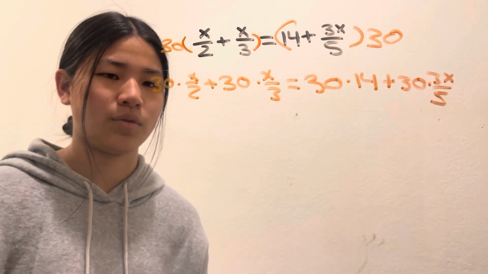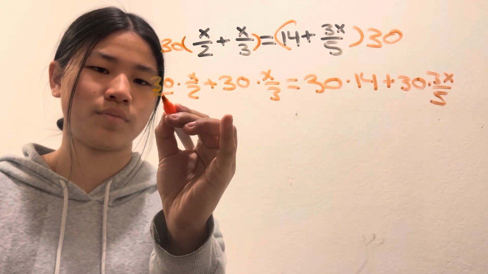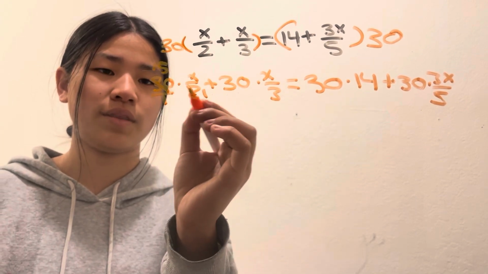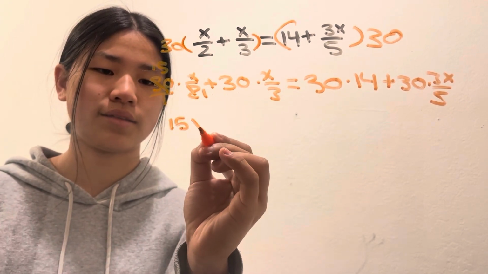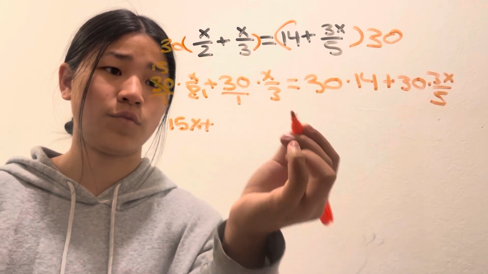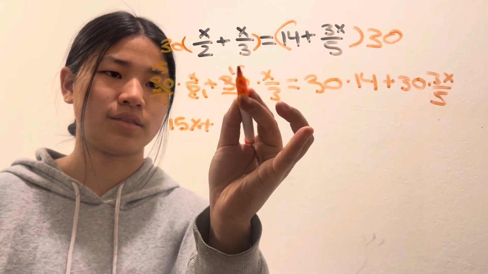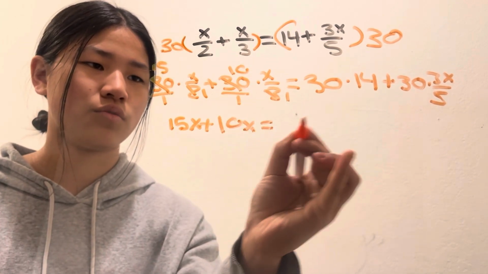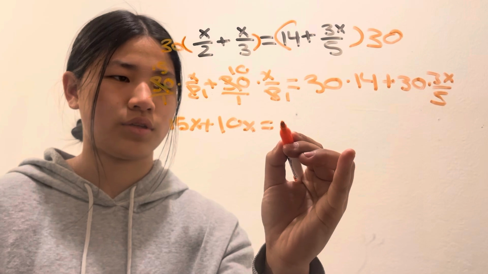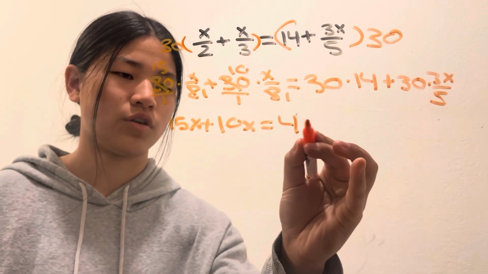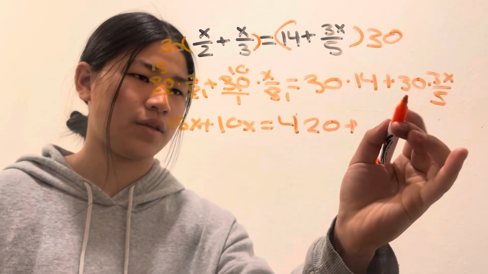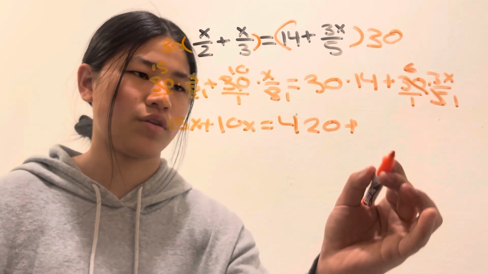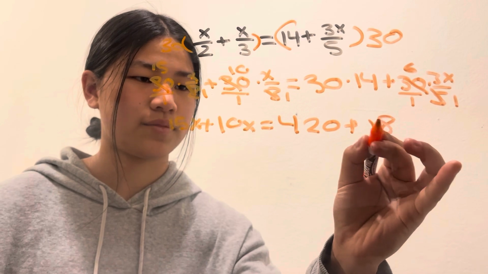Okay, this is a lot, but we're going to make this really easy and do it like the last one. 30 over 1, and we can simplify this: 15 and 1. And then 15 times x, 15x, plus 30 over 1, we can simplify it. This is a 10, and this could be a 1. So 10 times x, which is 10x, and it equals 30 times 14, which is 420. And then 30 over 1, and we can simplify 6 and 1. And the 6 times 3x is 18x.